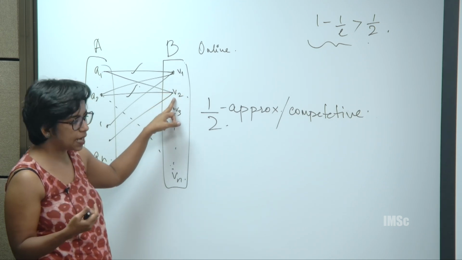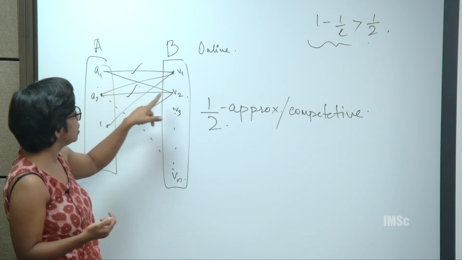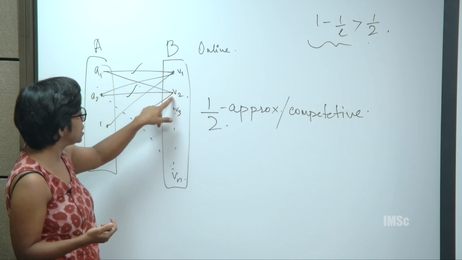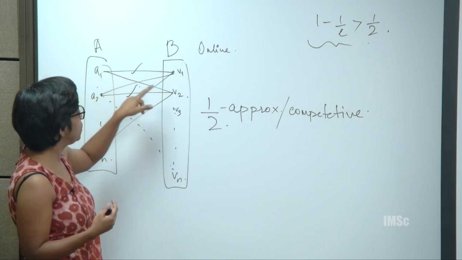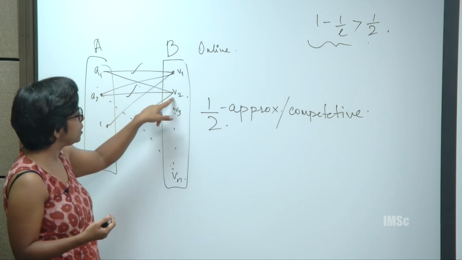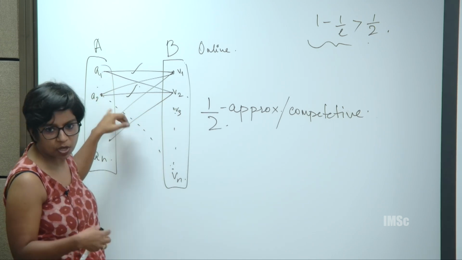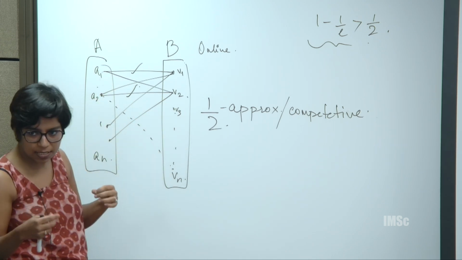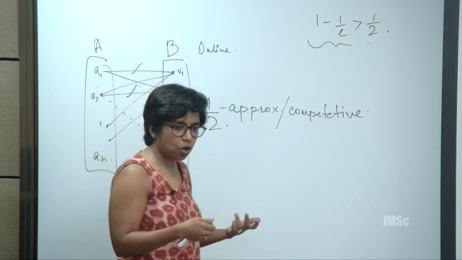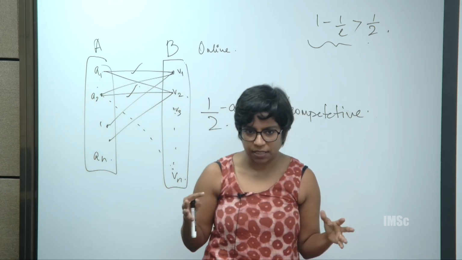Okay? So then again, if V1 gets matched to A1 and V2 comes next, V2's neighbor A1 cannot be matched again, right? Then V2 has the only option of being matched to A2. This sort of very local choice that we make to solve a problem is usually what we call greedy.